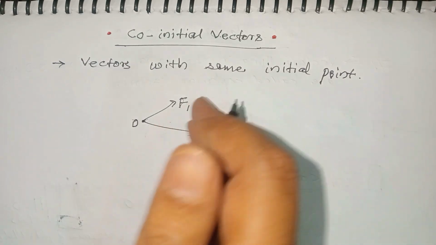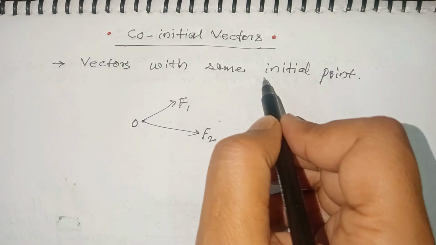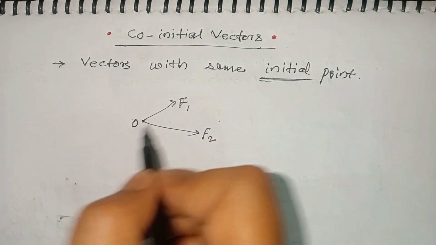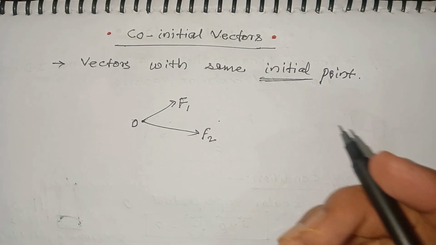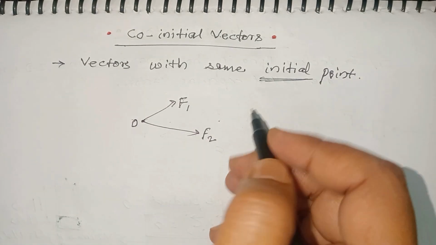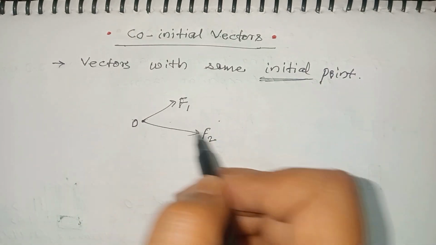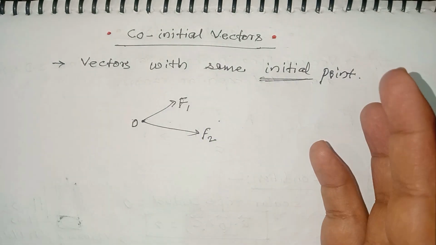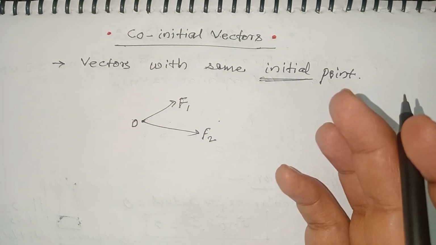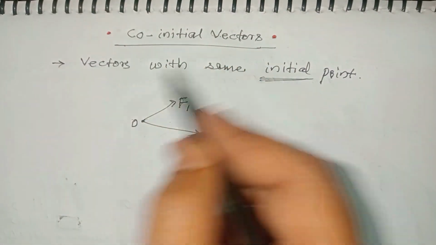Their origin is the same. Initial means what? A starting. Their starting point is the same. Any two vectors we can say this about. This is a simple concept. This is one example. Two vectors which have a common initial point are called coinitial vectors.